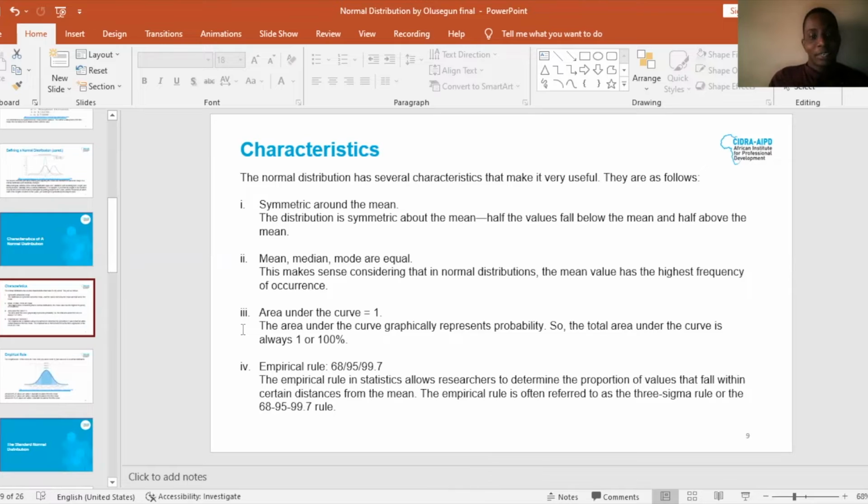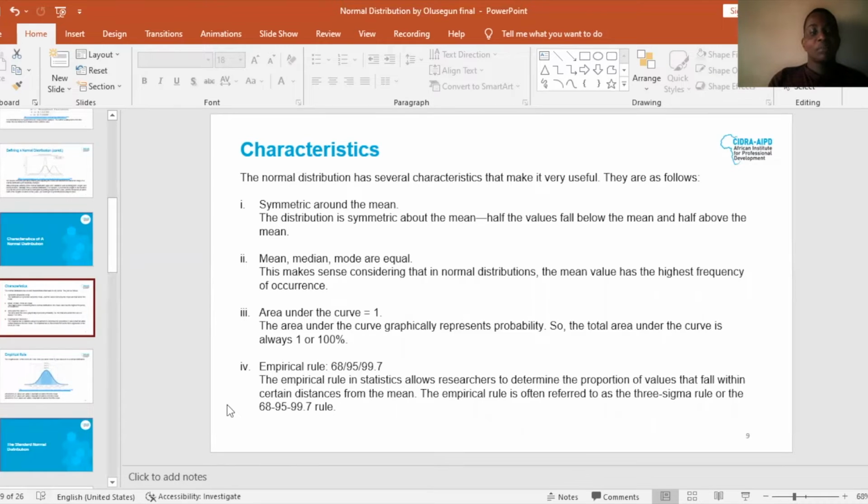Second is that the mean, median, and mode are equal. This makes sense considering that in a normal distribution, the mean value has the highest frequency of occurrence. So it makes sense that the mean, median, and mode are all equal. Third, the area under the curve is equal to 1. The area under the curve graphically represents probability. So the total area under the curve is always 1, or in percentages, we can say 100%.